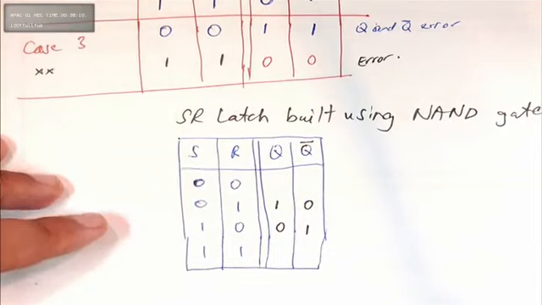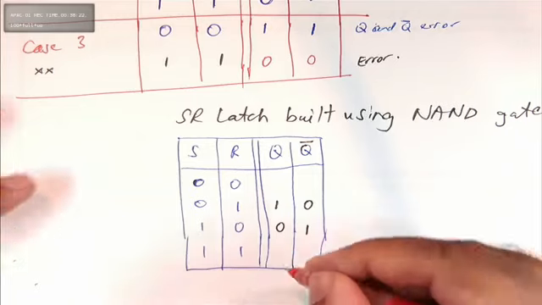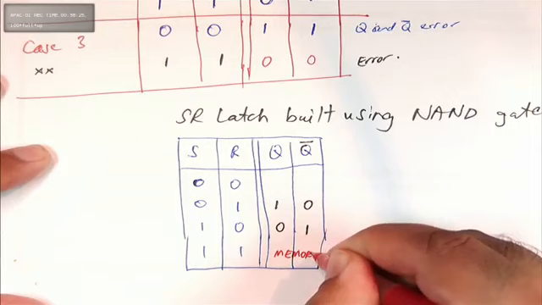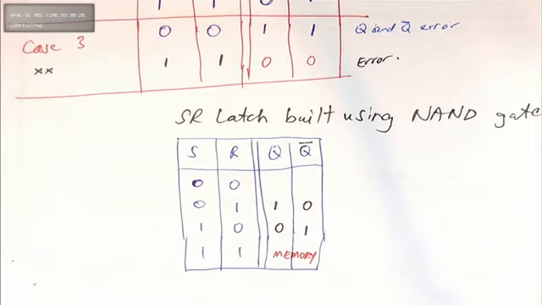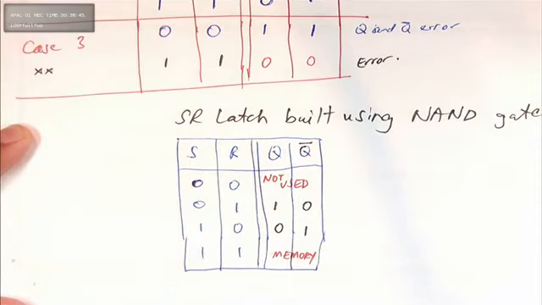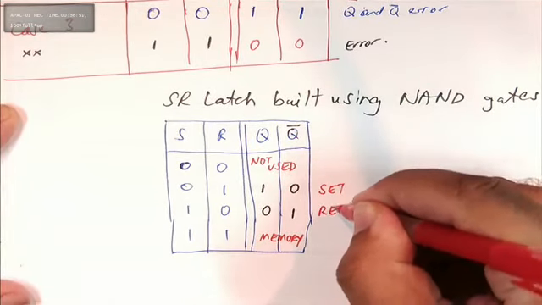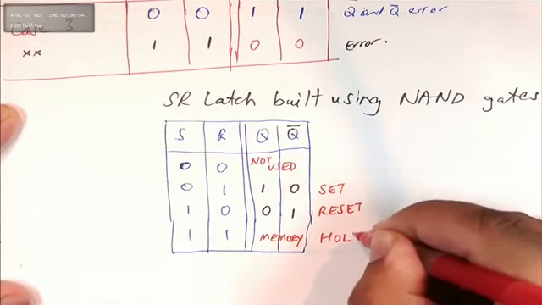1 1 also gave different answers at different times. But one thing was consistent with 1 1: it gave the answer of before. So we just write down it had memory. And what do we do with 0 0? That's the naughty one. So we just don't go there. We say not used. The technical name for this is set, this is reset, and this is hold.